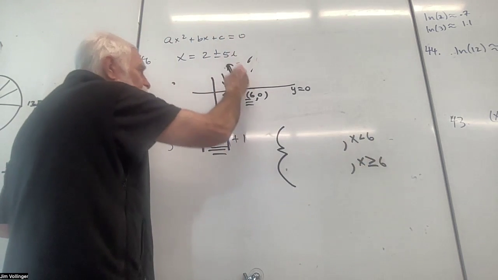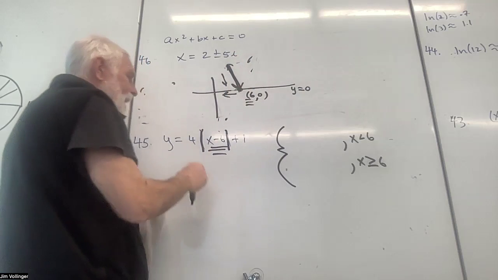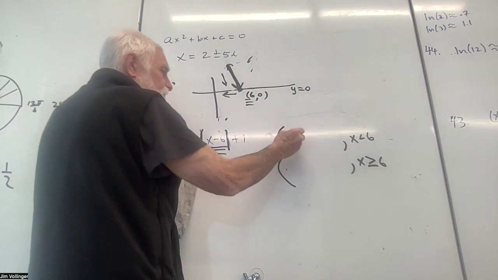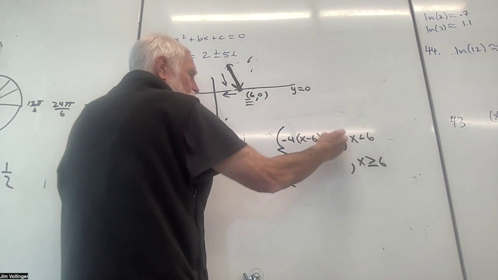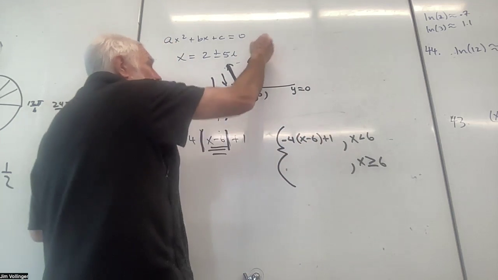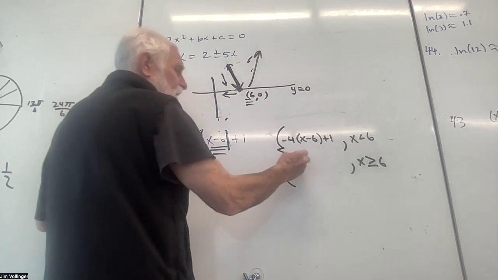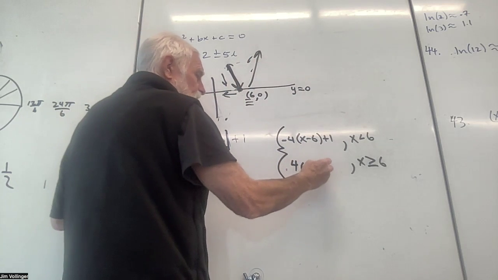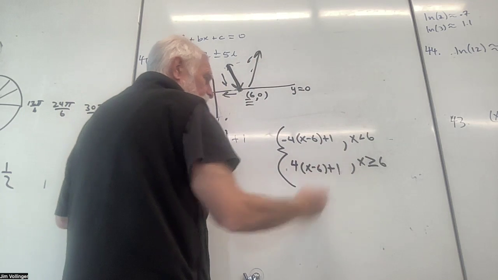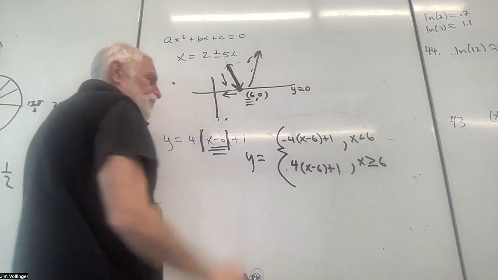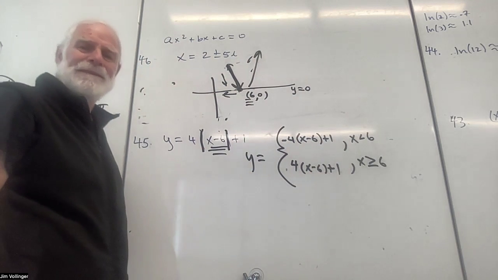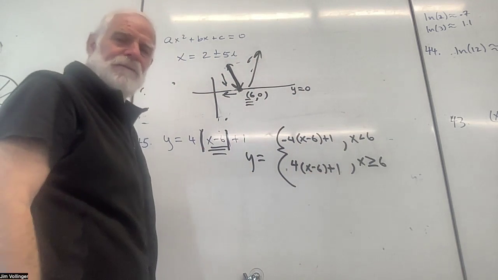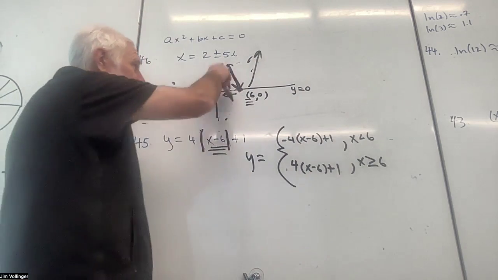What is this equation? That equation happens to be minus 4 times x minus 6 plus 1. What is this equation on the other side? Positive 4 times x minus 6 plus 1. Okay, and that's my new function, written as a piecewise. 2 pieces, Reese's pieces. Yes, E.T. wants to go home. Yes, down, up.